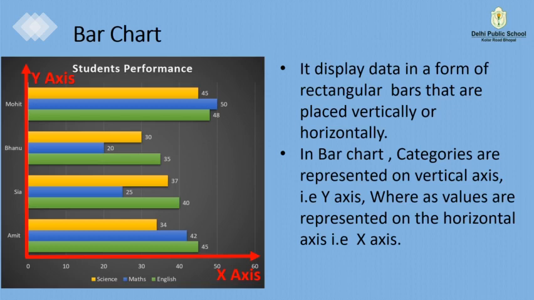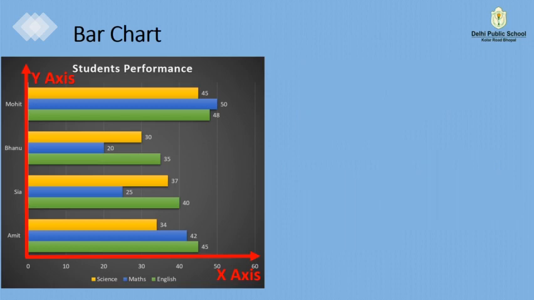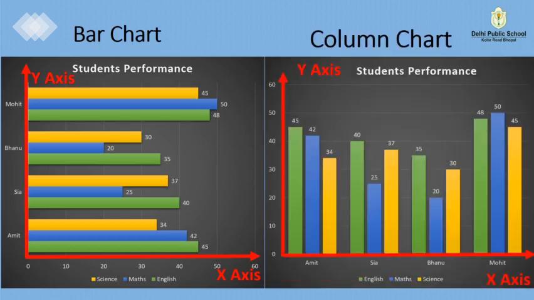Now, the main difference between a bar chart and a column chart is that in a bar chart, the categories are represented on the vertical axis, that is the y-axis, whereas values are represented on the horizontal axis, that is the x-axis. Now, if you see that in the column chart, the category axis was on x-axis and value axis was on y-axis. Now, here it is reverse of that.